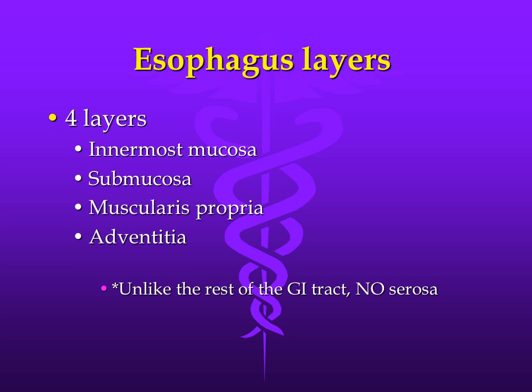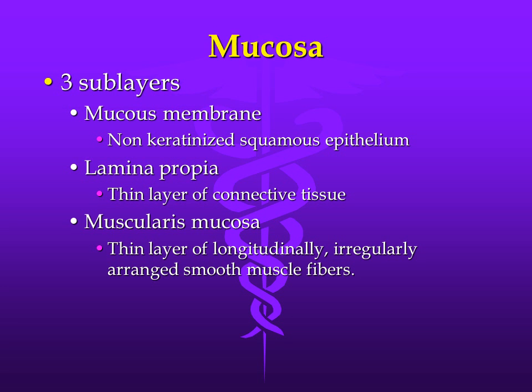Although the esophagus has 4 layers, it is lacking a serosa. The 4 layers of the esophagus are the innermost mucosa, the submucosa, the muscularis propria, and the adventitia. The lack of serosa allows esophageal tumors to spread more easily and makes them harder to treat surgically. The missing serosal layer also makes luminal disruptions more challenging to repair.